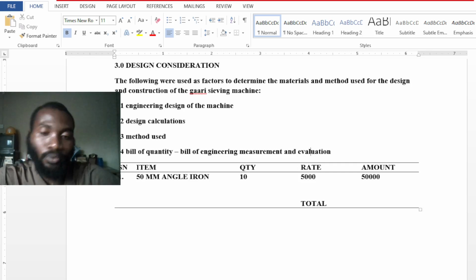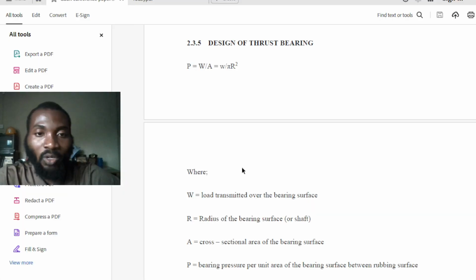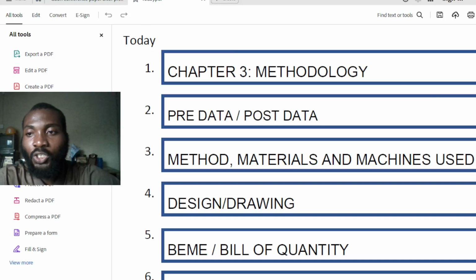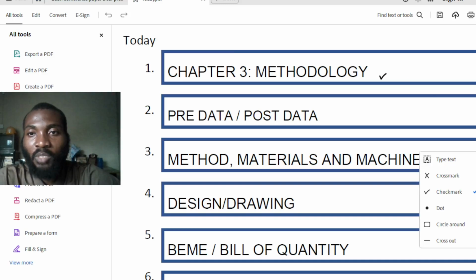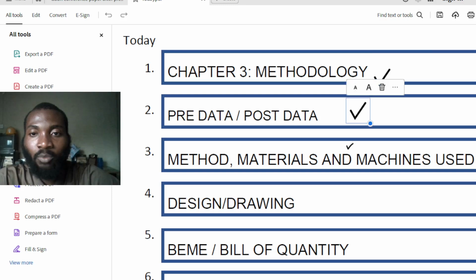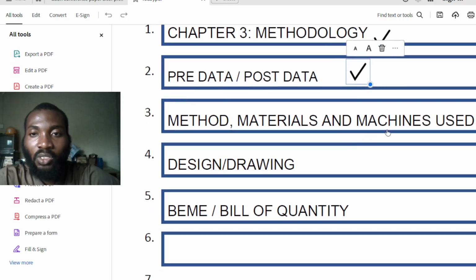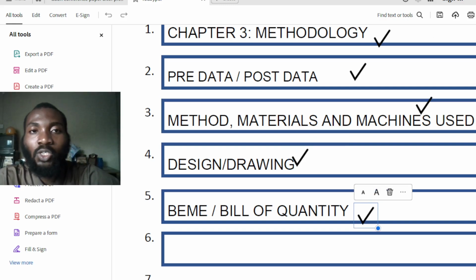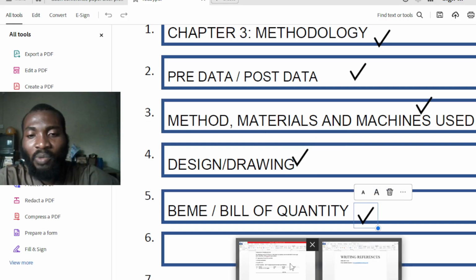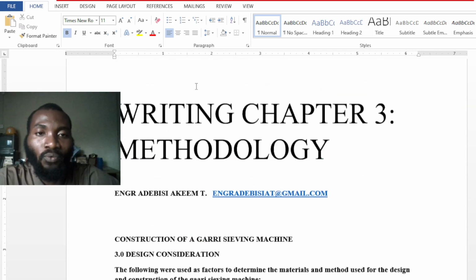What is left to be covered? Check. Methodology, what methodology is, we've covered that. Pre-data, post-data, we've covered that. Machines, the items, we've covered that. Design, we've covered that. Bill of quantity, we've covered that. With this, you will have written a good chapter 3 that your supervisor will be proud of.